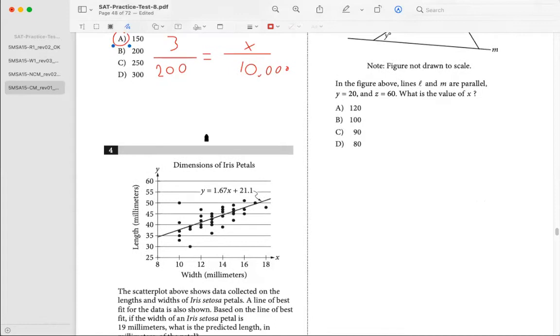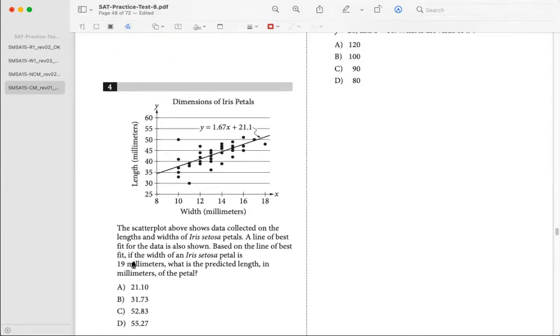Okay, number 4. Let me check Discord. Okay. All right, number 4.